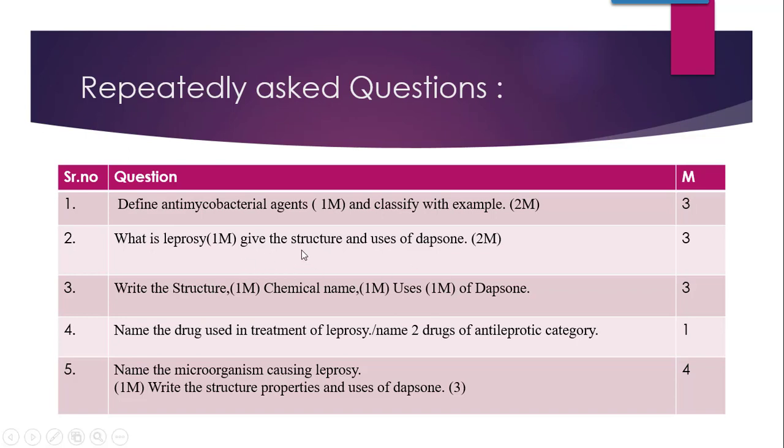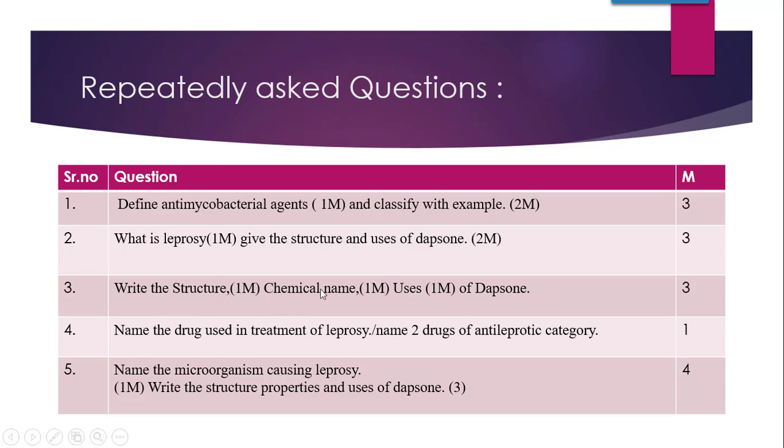Then give the structure and uses of Dapsone. So here structure carries 1 mark, uses carries 1 mark, and total 2 marks. So this what is leprosy and structure, uses total carries 3 marks. So structure and uses of Dapsone we have discussed earlier in the videos. Then the next question is structure, chemical name and uses of Dapsone.